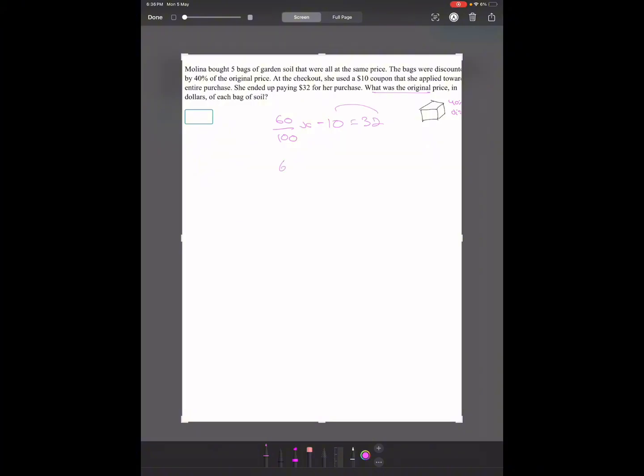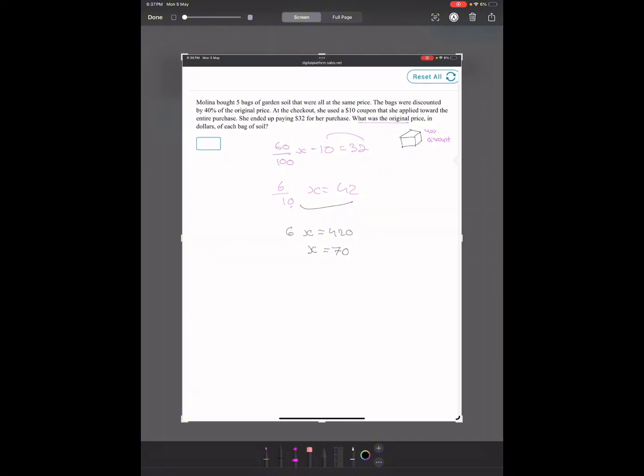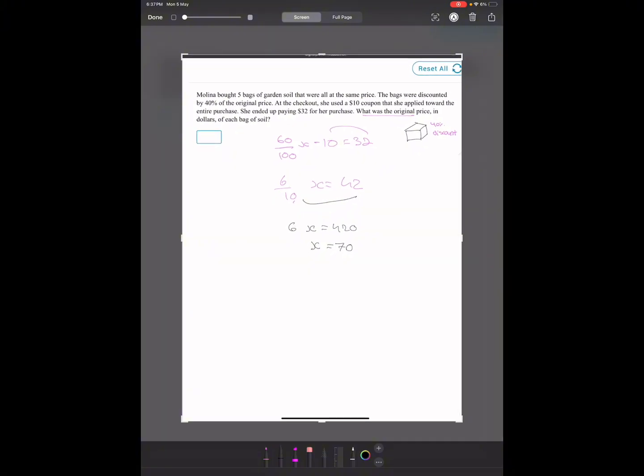Move this to the other side, 60 over 100 x equals 42. Cross this, so 6 over 10 x equals 42. Move this to the other side, 6x equals 420. So therefore, x equals 70. Right, but I bought 5 bags. I paid 70 for everything, but I bought 5 bags. This means you have to divide by 5. So x equals 14.